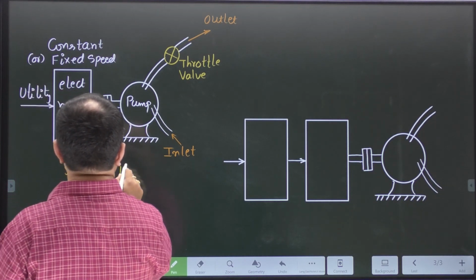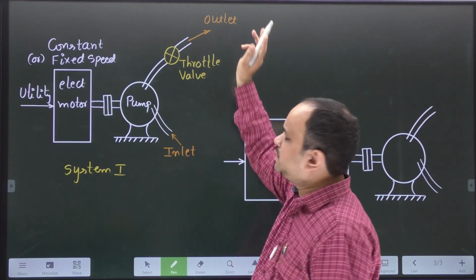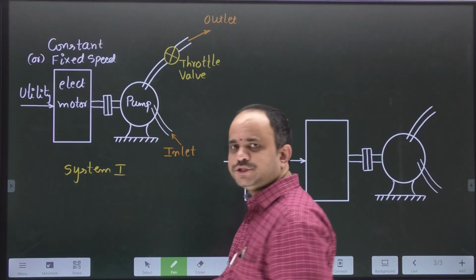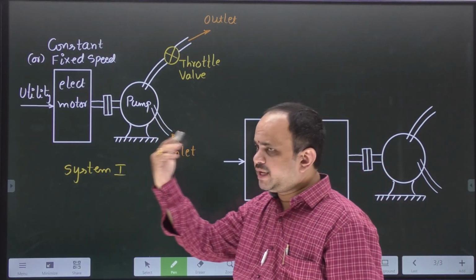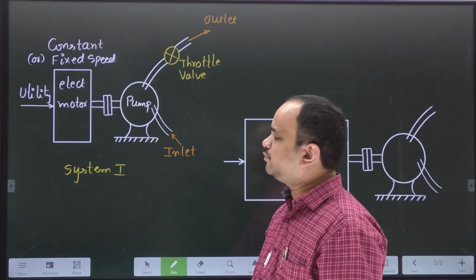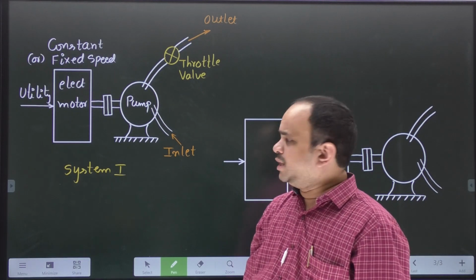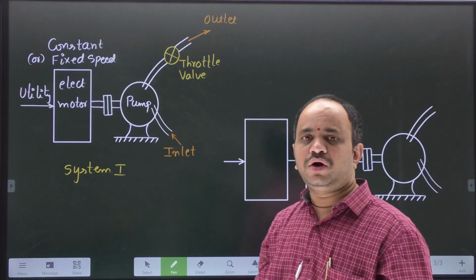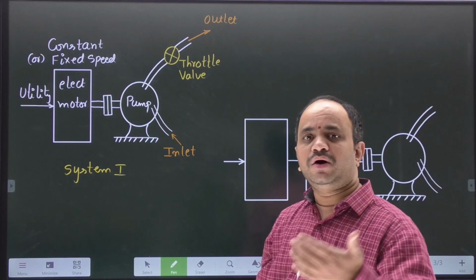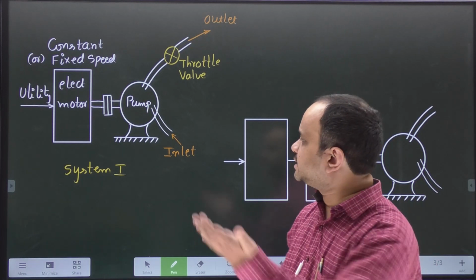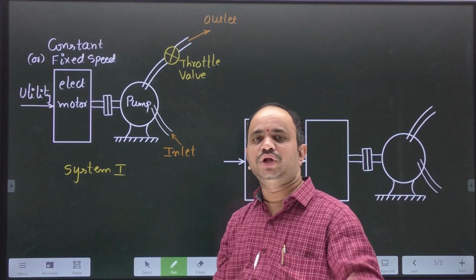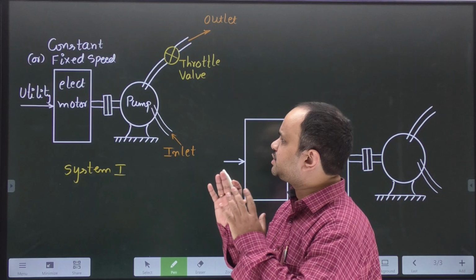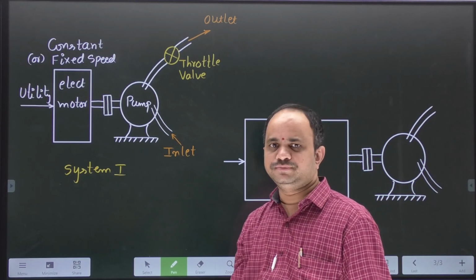In this system 1, irrespective of the flow at the outlet, as the motor is driving at constant speed, it will always take the same power from the utility system. What do you mean by that? Whether you are using the output or not, as the motor is running always at the same speed, it is consuming the same power from the utility system. This is the very traditional way of pump application.